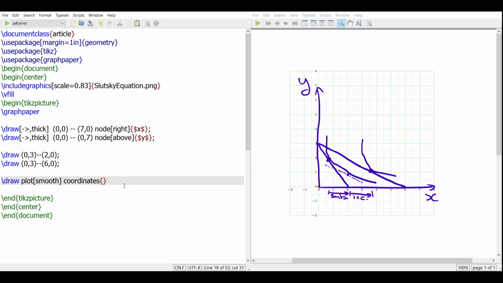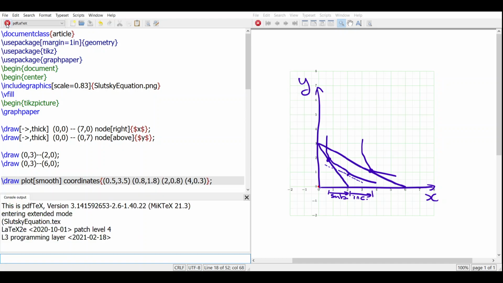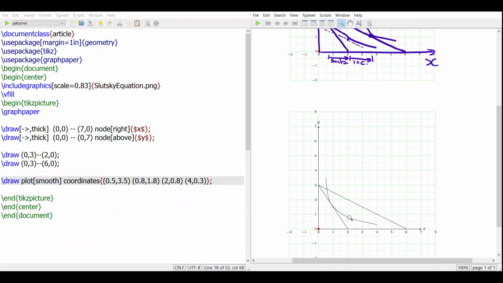Okay, now let's compile and see if that is okay, to have a good curve. If the curve is good, we can draw the budget line. It seems okay. Let's draw the budget line that cuts through this point.